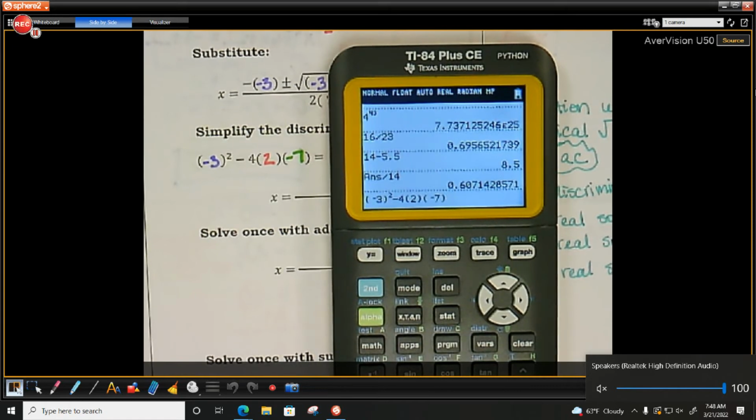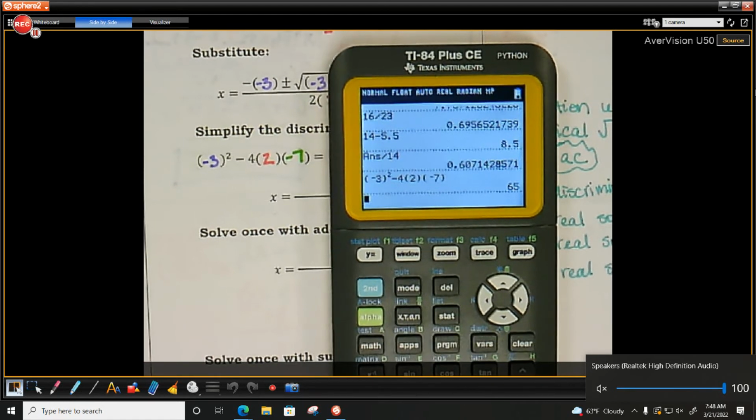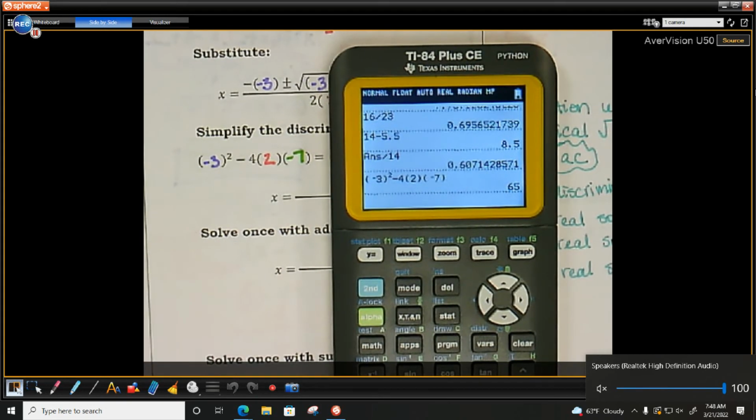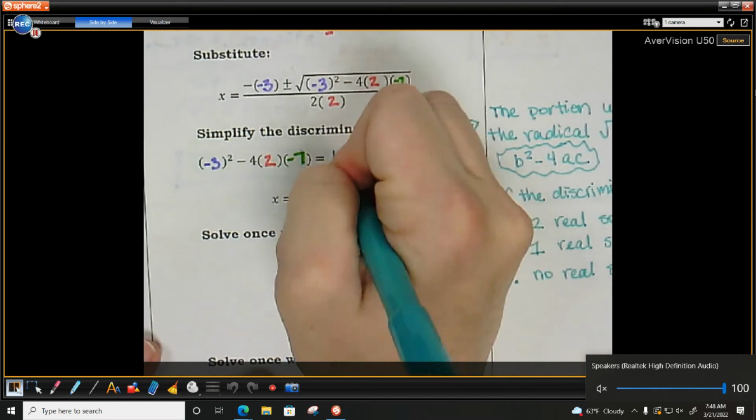Again, guys, I'm trying to show you how a lot of this unit can be done on the calculator. Make sure you're utilizing your calculator, please. And what do we get? Is that positive, negative, or 0? That's a positive, meaning we should have how many solutions here? 2. Okay? So we get positive 65.